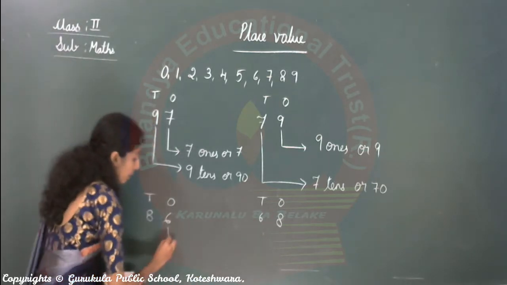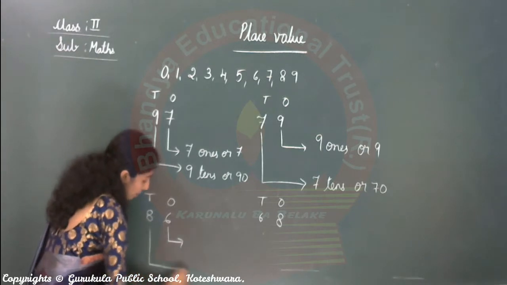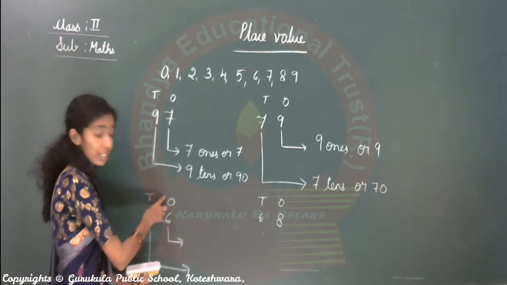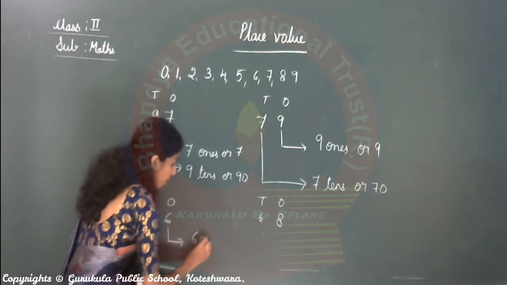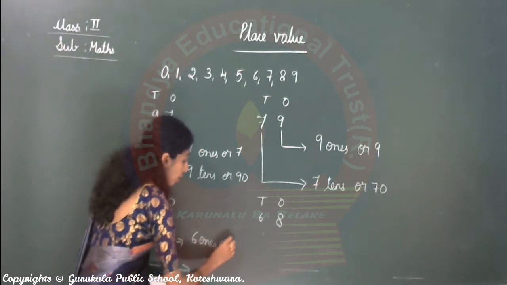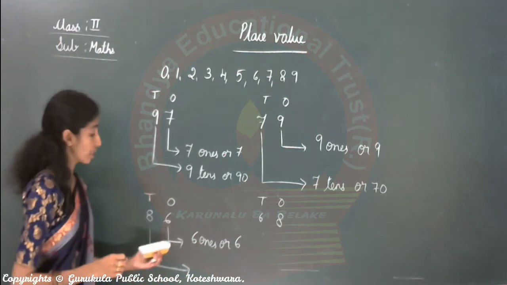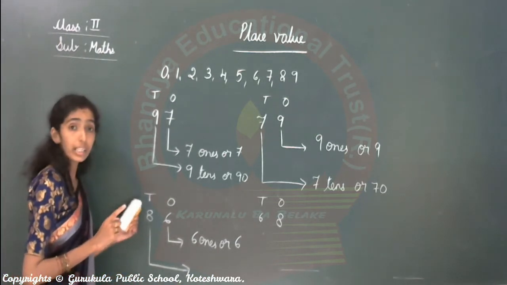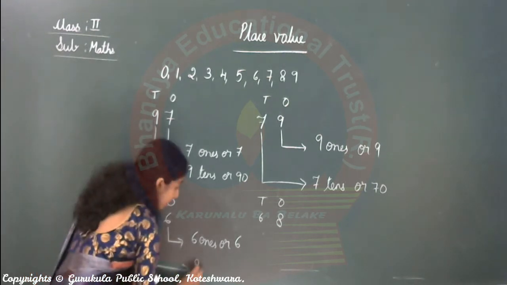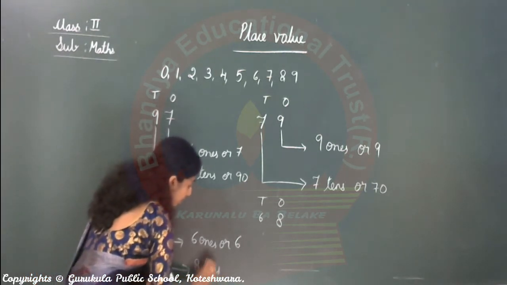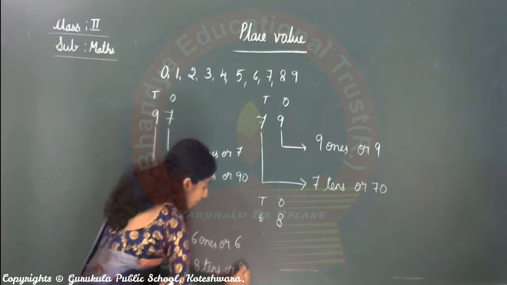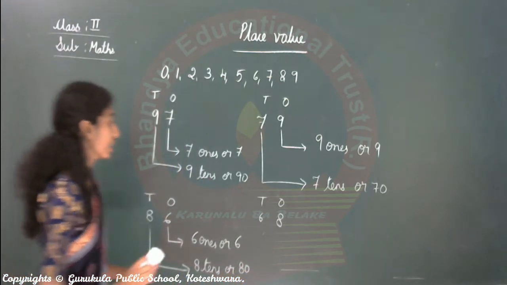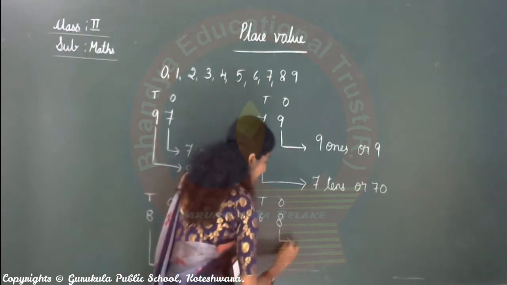How to read the place value for it? How to read the place value? 6 is in the 1's place value. So 6 ones or 6. Very good. But 8 is in the 10's place. 8 tens or 80. Very good. Next, you see here.